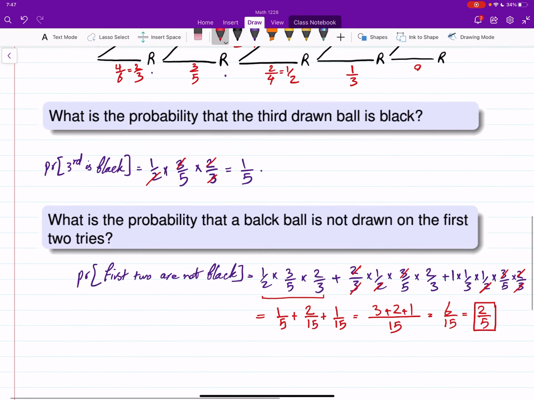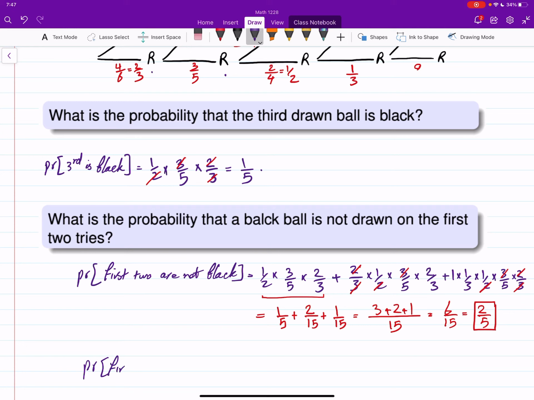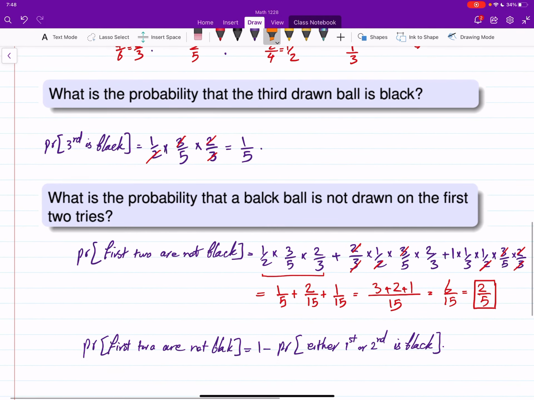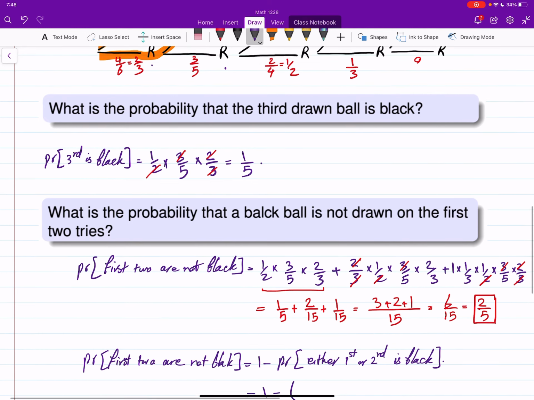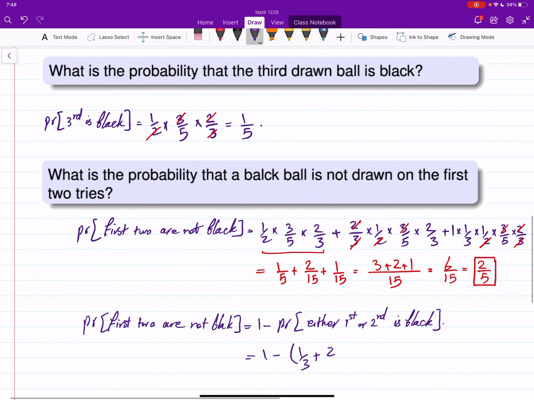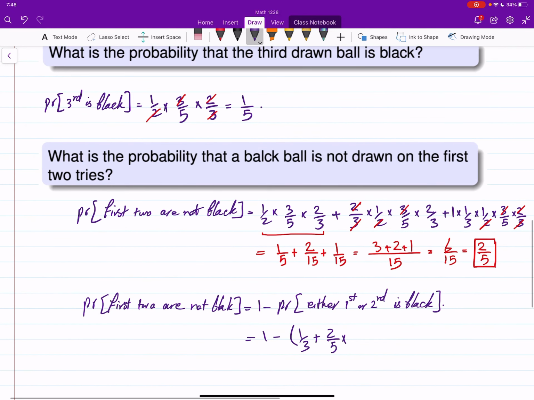There's also another way to compute this one, which is the probability that the first two are not black is the same thing as 1 minus the probability that either first or second is black. So if you're trying to compute that one, you'll notice that there are two paths, either that or this one, which will end up with that case. So 1 minus, the first one gives me 1 over 3. The second one gives me 2 over 5 times 2 over 3. And let's see if we get the same numbers or not.